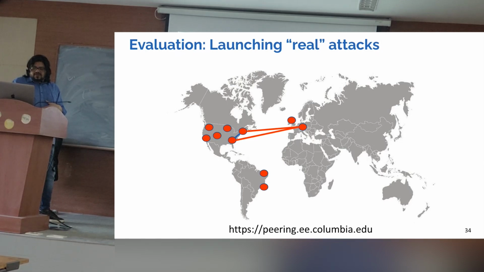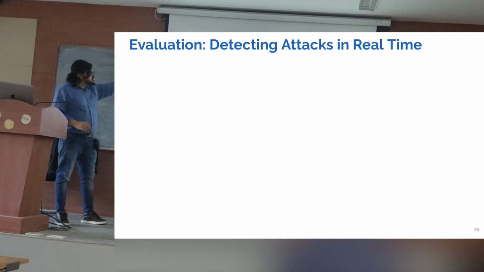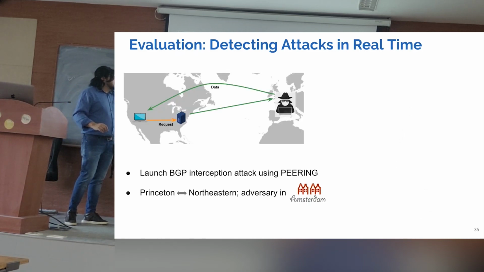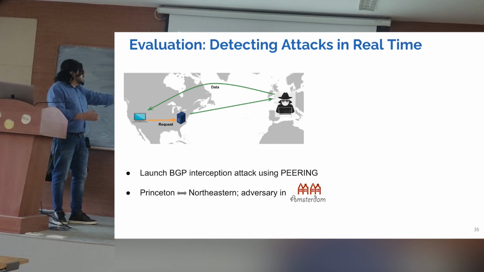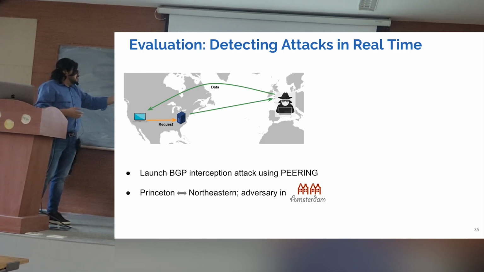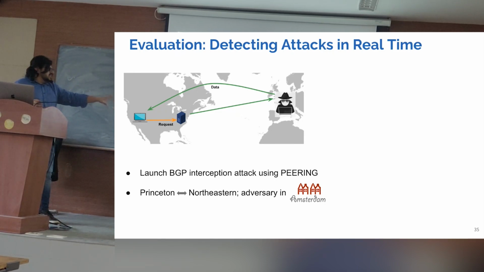Now, how did we do with detecting attacks in real time? So this was the example that we saw before. As I said, the interception attack was launched using PEERING, and the data was flowing between Princeton and Northeastern universities. These are within the US. And the adversary was in Amsterdam. I'm sorry for the graphic for Amsterdam. That's from the SIGCOMM webpage because I was presenting there. I forgot to change that, but anyway.